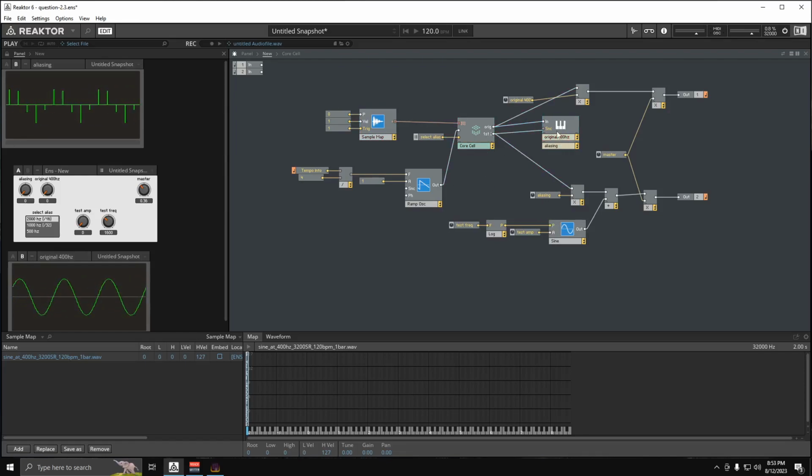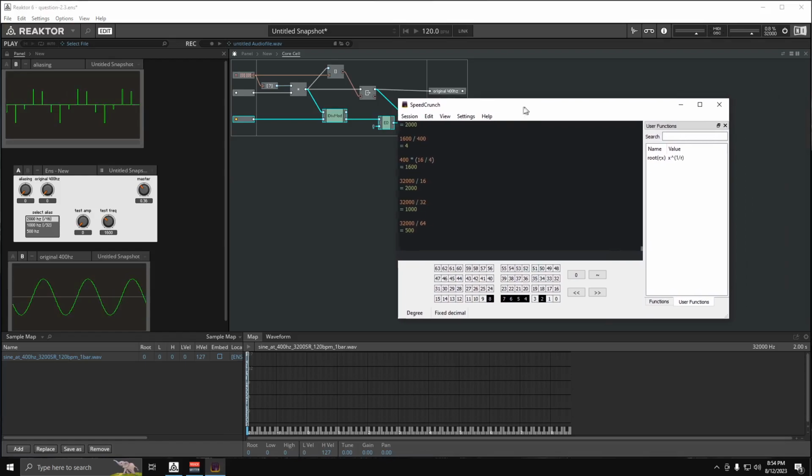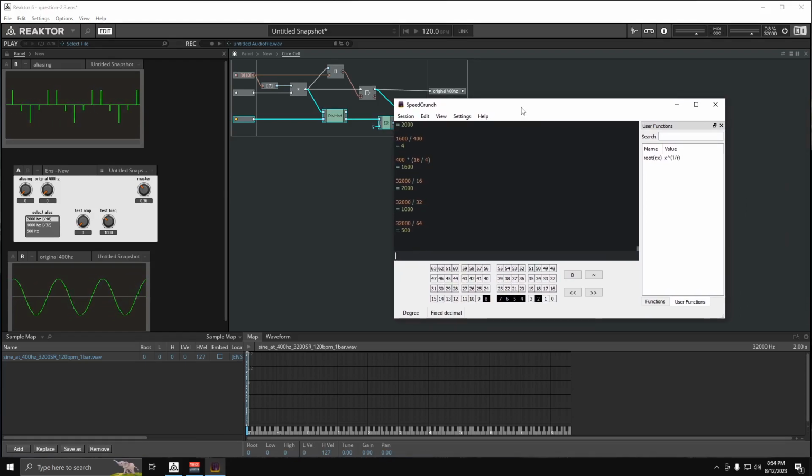These are just oscilloscopes to look at the original 400 hertz and the aliased version. The top half here in Core is just the original 400 hertz, looping over 1 bar. The bottom half takes the samples coming in, and I am only playing every 16th sample, because the book told me to reduce the sampling rate by 2 kilohertz.